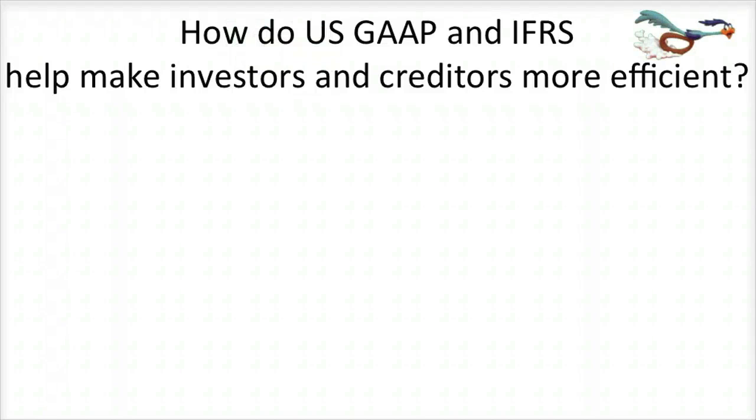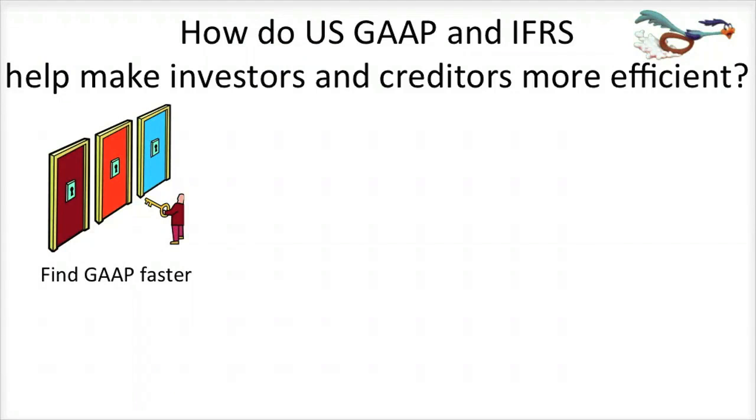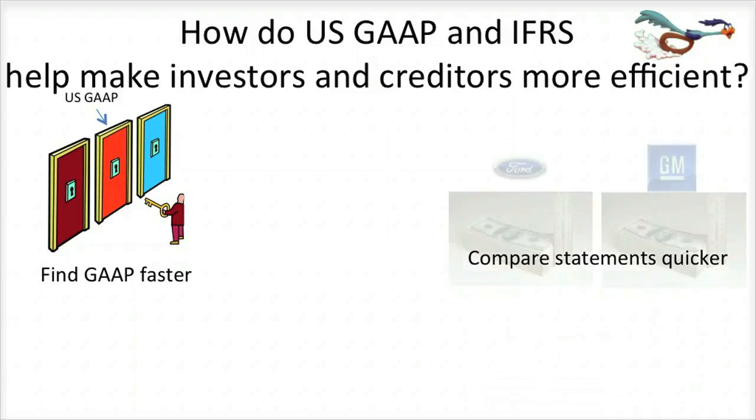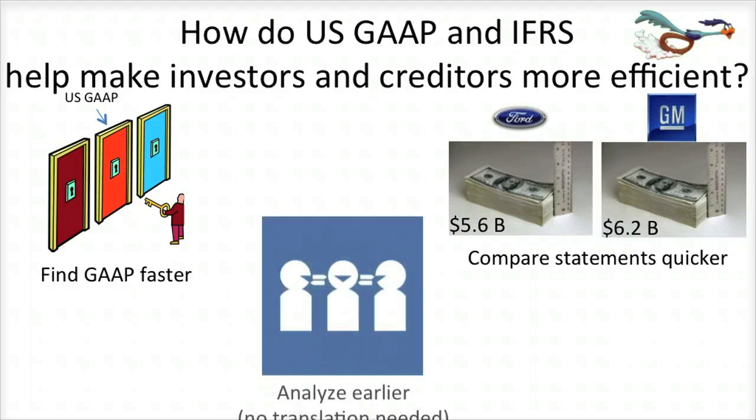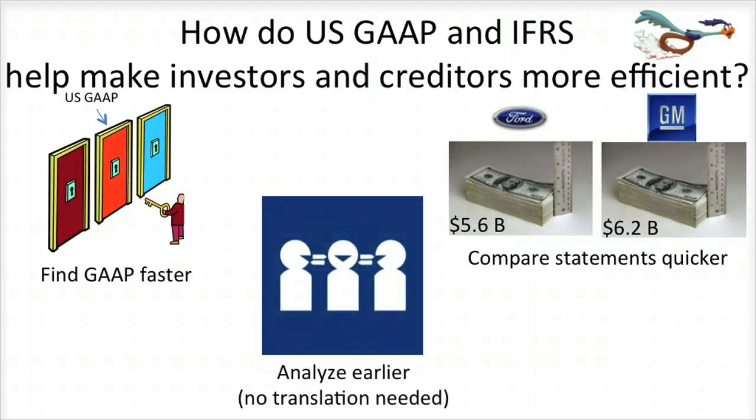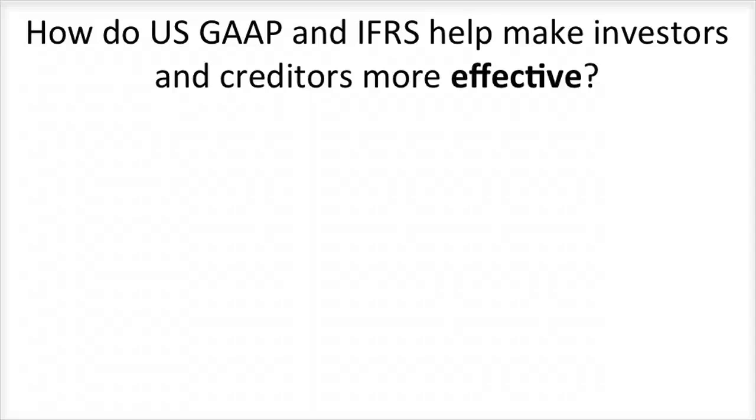First, users can find the applicable GAAP faster because it is well organized and in one location. Second, users can compare the financial statements of two different companies more quickly if both companies are measured using the same standards, such as US GAAP. Third, users can analyze companies earlier because they won't need to waste time translating financial statements from one country's GAAP into that of another. How do US GAAP and IFRS help make investors and creditors more effective?